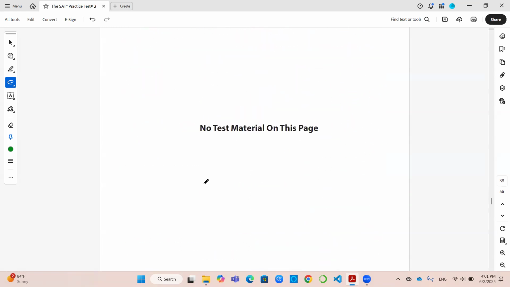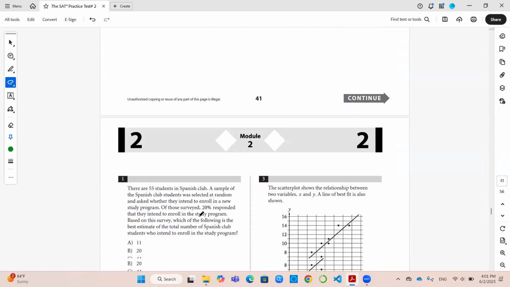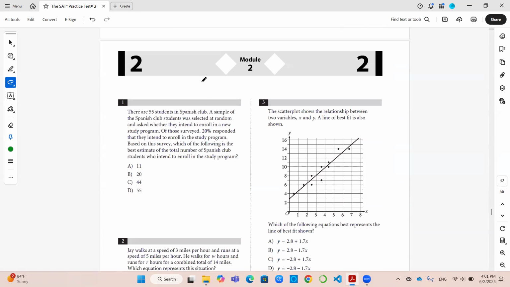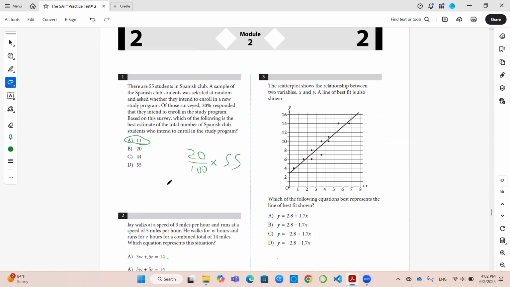Okay. All right. Moving on to module 2. There are 55 students in Spanish club. A sample of the Spanish club students was selected at random and asked whether they intend to enroll in a new study program. Of those surveyed, 20% responded that they intend to enroll in the study program. Based on the survey, which of the following is the best estimate of the total number of Spanish club students who intend to enroll in the study program? So all we got to do is 20 over 100 times 55, and I get an 11. So A is the correct answer.